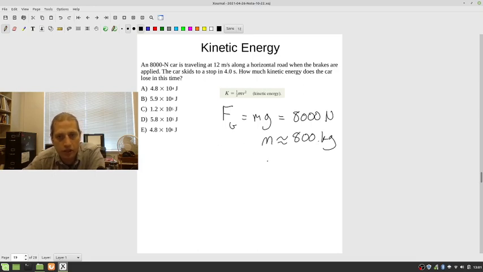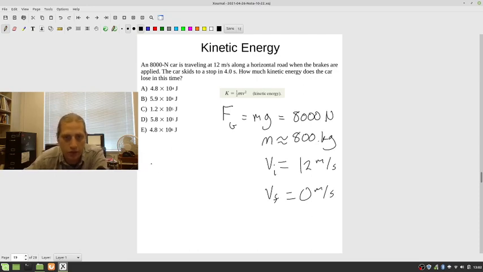Okay, so it's originally traveling at a speed of 12 meters per second on a horizontal road. When the brakes are applied, the car skids to a stop in 4 seconds. How much kinetic energy does the car lose in this time? Well, my initial speed is this, my v final is 0, and I could just calculate out my 1/2 mv squared, and that's all this question is really asking me to do.